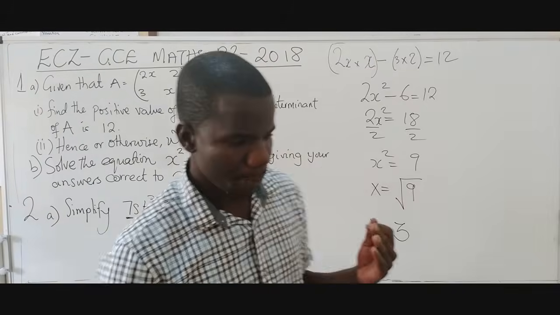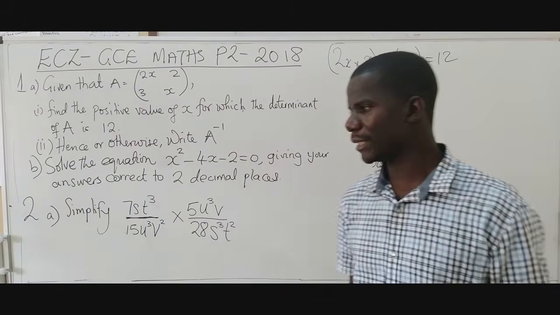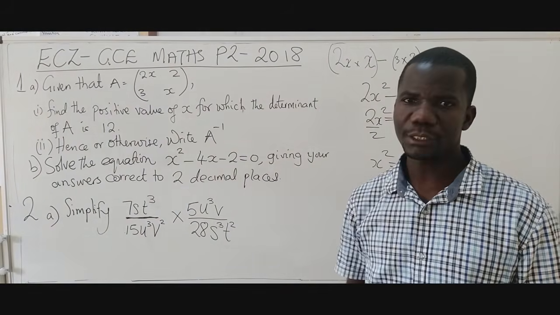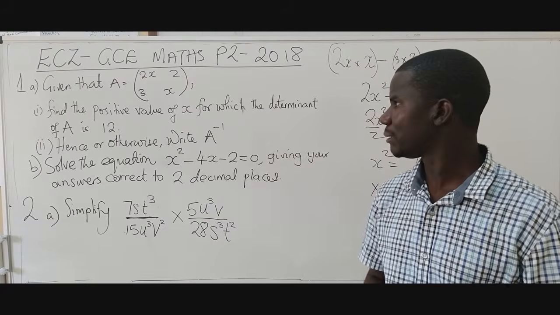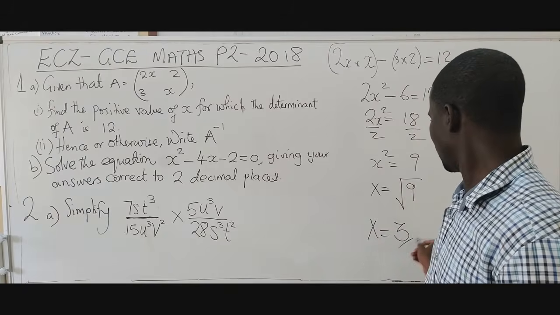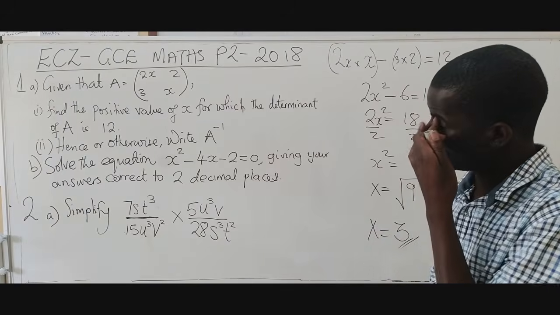Remember, a root always produces 2 answers, a positive and a negative. But in this case, the question guided us to find a positive value. So the positive value is 3. That's what we're going to get.